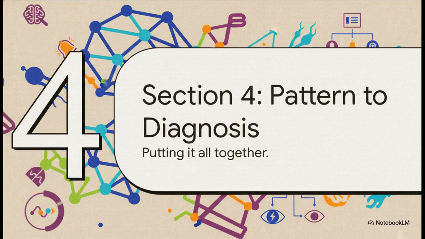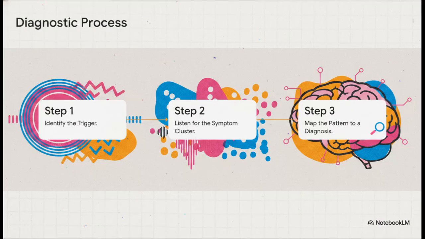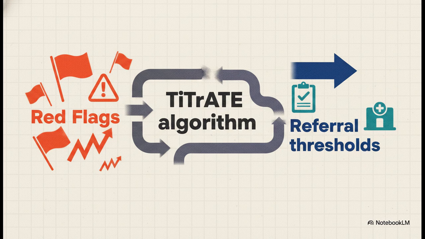So let's put it all together. The goal here isn't to memorize dozens of rare conditions. The goal is to master a simple, repeatable process. It's all about pattern recognition. And it really is a simple three-step process. Step 1, identify the reliable trigger. Step 2, listen for the associated symptom cluster. And step 3, map that specific pattern to your diagnosis. That's it. You're replacing that vague uncertainty with real diagnostic precision. By combining just timing, triggers, and associated symptoms, you can solve the vast majority of dizziness presentations.